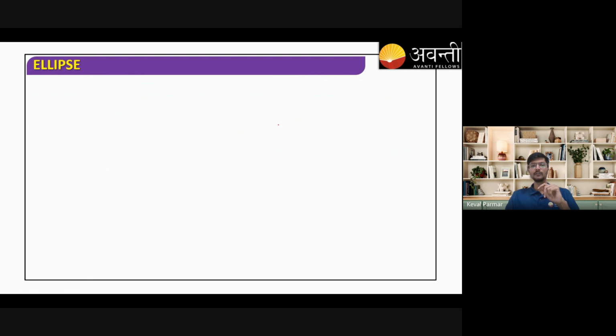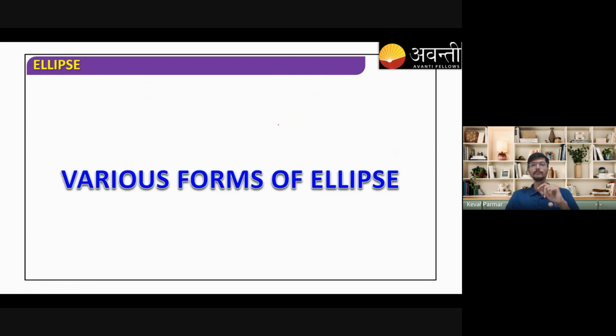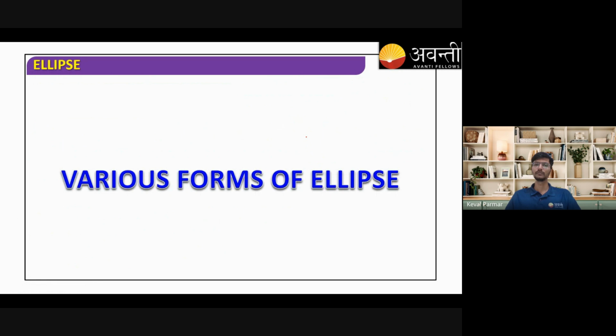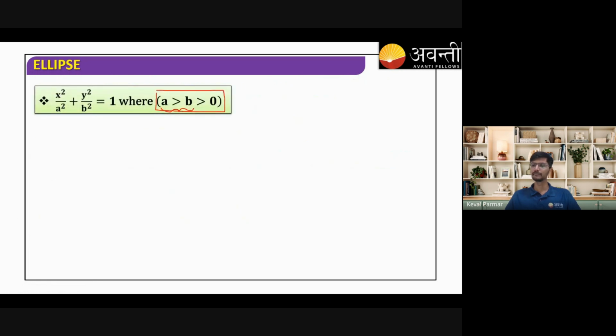What are they? The first one is x square upon a square plus y square upon b square, where this condition is important: a is greater than b and both are positive. Hyperbola 2 or 4? What does that mean? Hyperbola we will discuss after the ellipse.